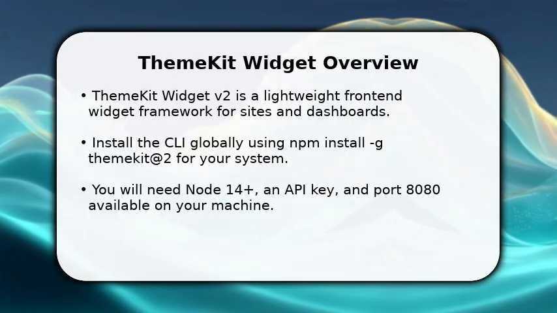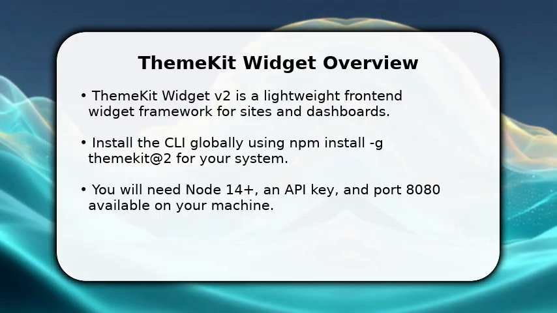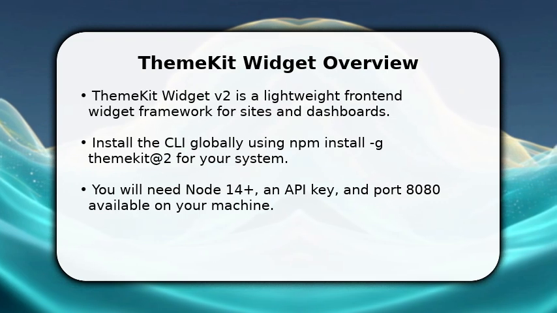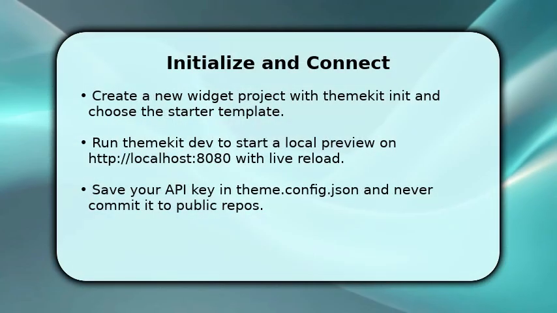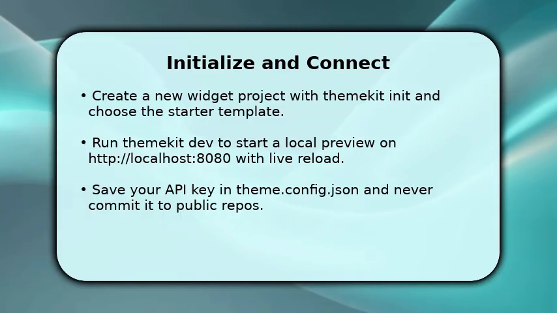Install the CLI globally using npm install -g themekit@2 on macOS, Linux, or Windows. Make sure your shell can run the Themekit command after installation. Create a new widget project with themekit init and choose the starter template that matches your needs.